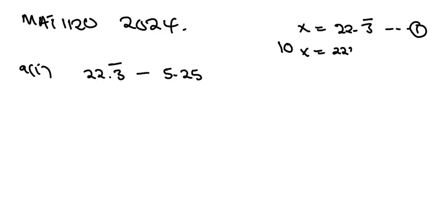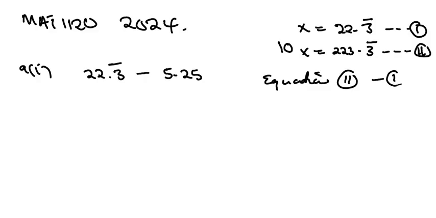This will be 223 with the 3 repeating here, because there are a lot of these 3's here, right? There are a lot of them. So despite you moving 1 on the other side, these 3's that have come here, there are still plenty of them. So we have to still show this. Then we have to subtract. We say equation 2 minus equation 1.